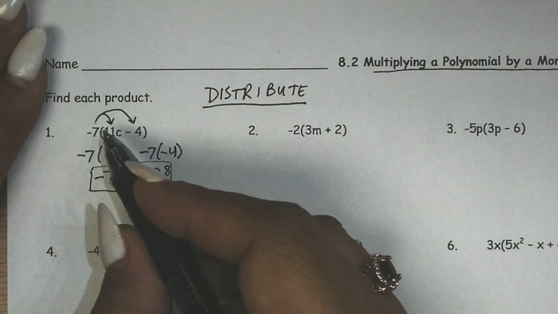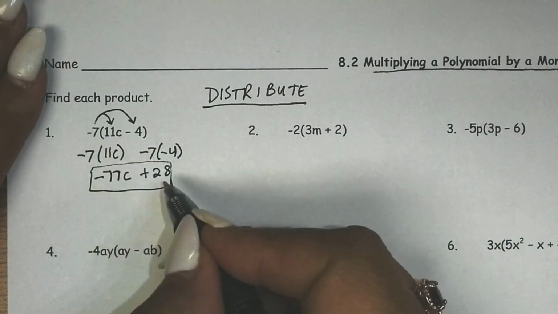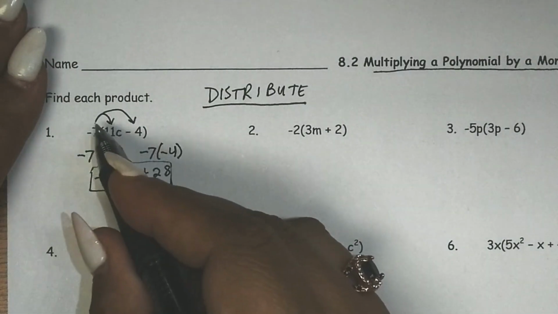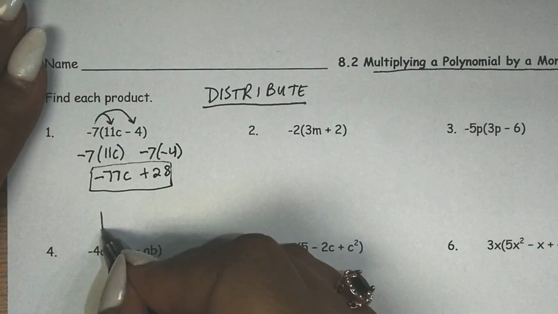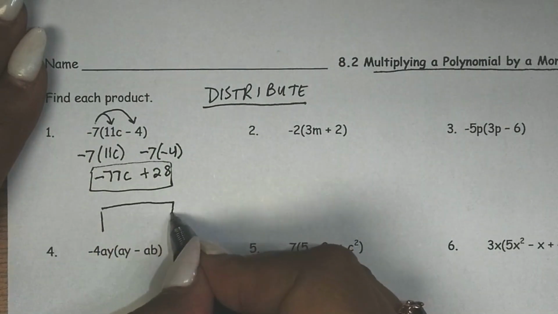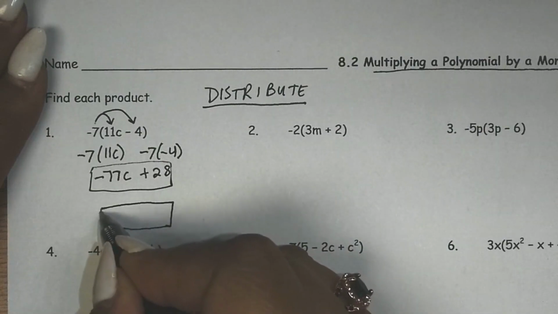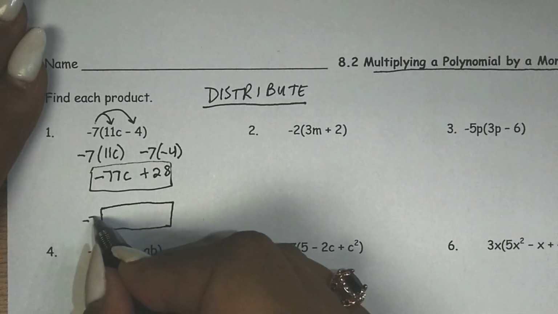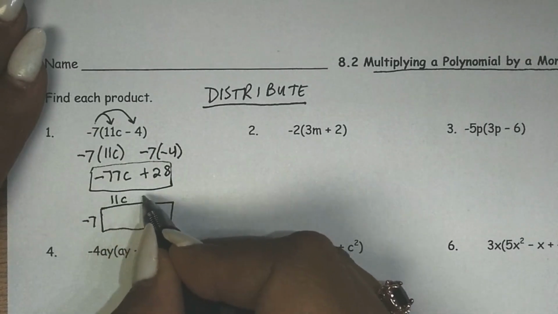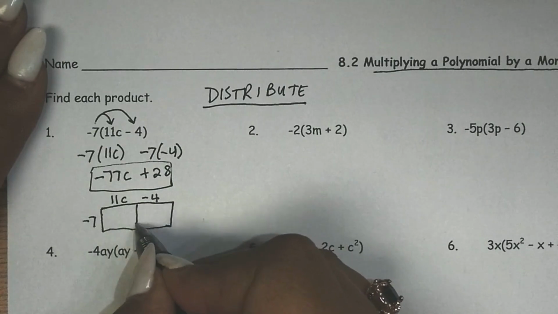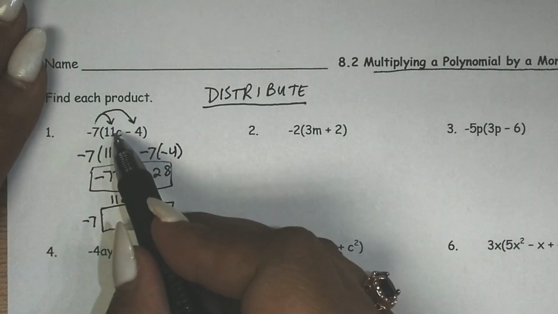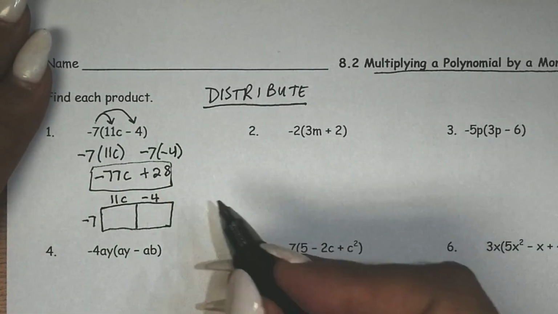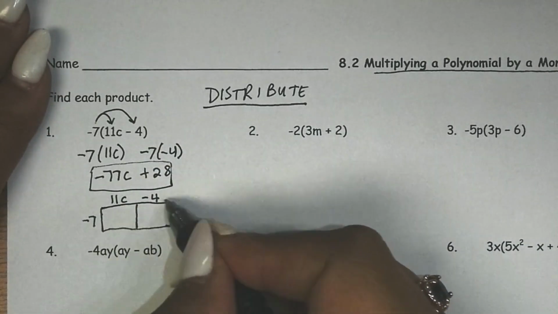So let's go ahead and create a box and do the same multiplication to get this same end result. The way we do a box is it's going to be length times the width. The width here would be -7. The length here would be 11c minus 4. So this is a 1 by 2 multiplication box.